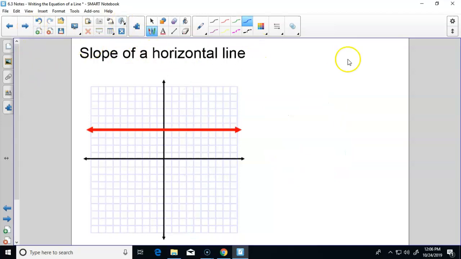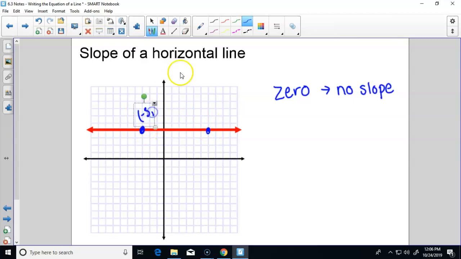The slope of a horizontal line is 0. Or sometimes you'll see it called no slope. But typically we just represent that with the number 0 to represent nothing. So if you had to pick a couple points on this line, the coordinates of this point are negative 3, 4. And the coordinates of this point are 6, 4. If you do y2 minus y1, 4 minus 4, over 6 minus negative 3.